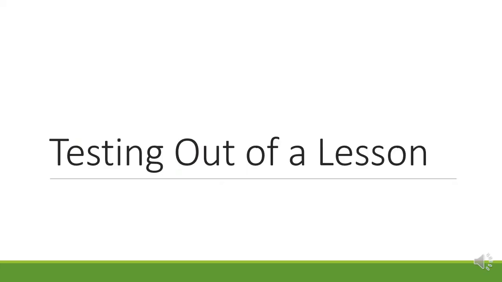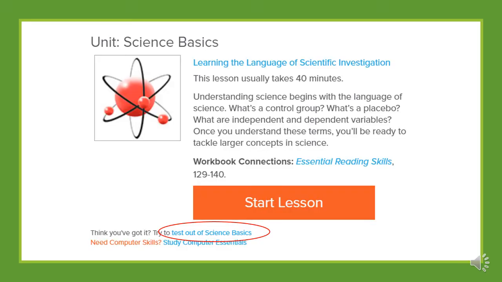Next, we want to talk about testing out of a lesson. On this screen, you can see an option circled down at the bottom beneath your Start Lesson. This is under the Science portion for the HiSET, and it says Test Out of Science Basics. Now, if you are on a lesson and you read the description about that lesson and believe it's something you already know pretty well, you might try to test out.